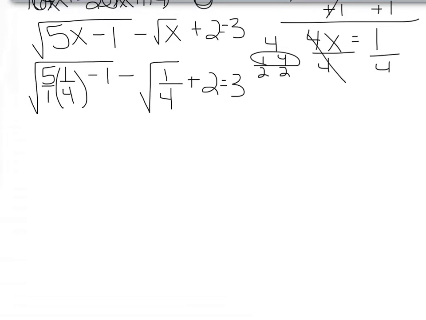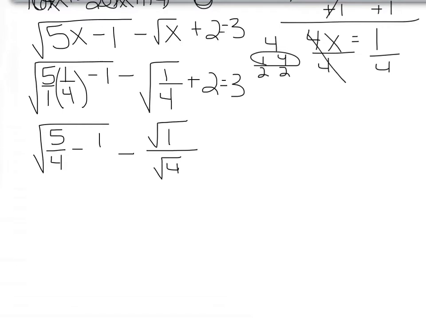Alright, if I put my 5 over my 1, I can just multiply fractions straight across, which just gives me the square root of 5 over 4 minus 1. Minus, I can use the quotient rule to break up my radical, square root of 1 over the square root of 4, plus 2 equals 3. And this benefits us because we know the square root of 1 is 1, and we know the square root of 4 is 2. We may not know that the square root of 1/4 is 1/2.